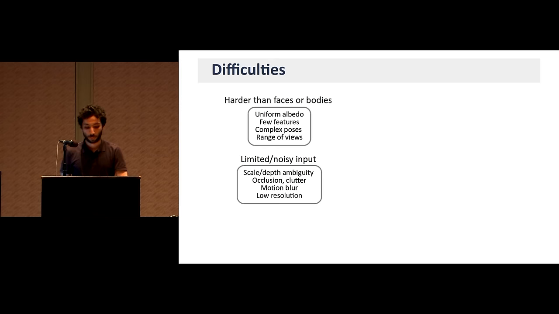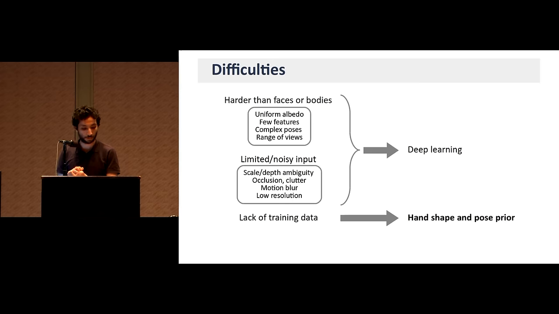And images of hands in the wild can also come with self-occlusion, external occlusion, and clutter. Motion can cause images to be blurry also. And hands are often small in size compared to the scene, so crops around them usually have low resolution. So we propose to solve these two sets of difficulties with the prowess of deep learning. Unfortunately, we don't have a lot of training data. So additionally, we relax heavy dependence on that data by regularizing the problem heavily with a hand shape and pose prior in the form of a differentiable hand model integrated within an end-to-end trainable network.